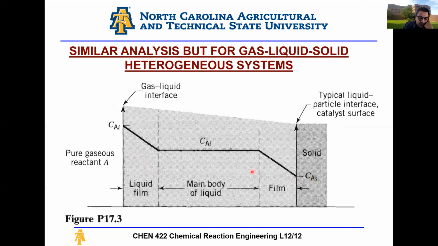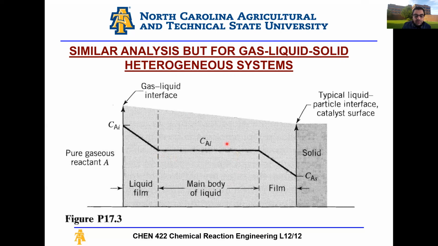So now I have more resistances, right? Unlike the previous case where I only had one mass transfer resistance, here I have three more mass transfer resistances. So I'm gonna have 1 over KL1 plus 1 over KL2 plus 1 over KL3, then plus 1 over KR for the reaction here. And now I have more resistances, and depending on the nature of the system, I need to compare which one of these resistances will really control the process.